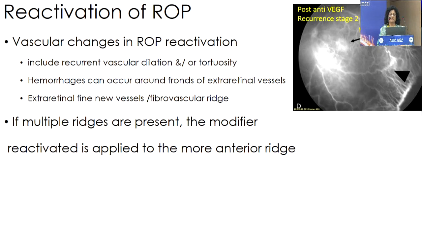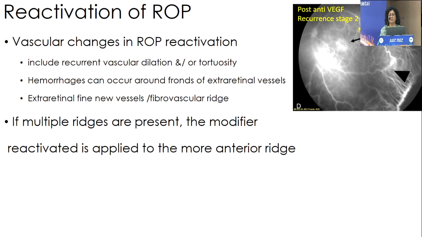The vascular changes of ROP could show reactivation at the time you are following up these babies. Especially after anti-VEGF agents, you start seeing the vascular dilatation and tortuosity again. You will see frail neovascular fronts. There could be hemorrhages around those neovascular fronts. So careful examination has to be done for reactivation of ROP.